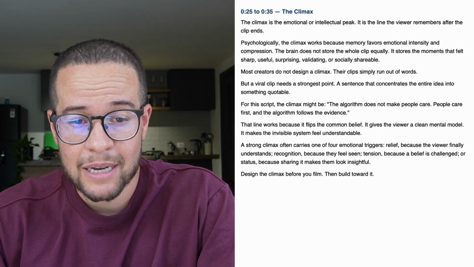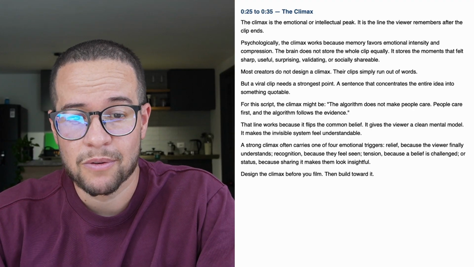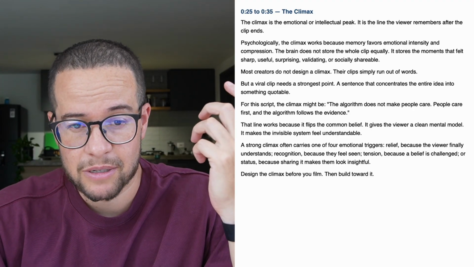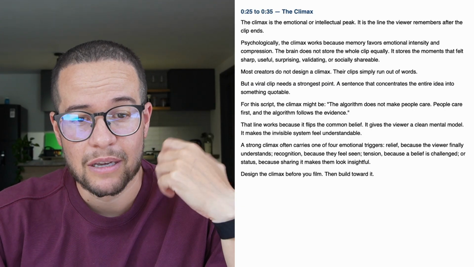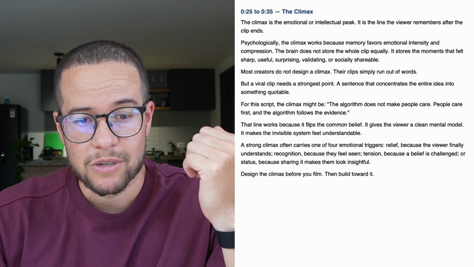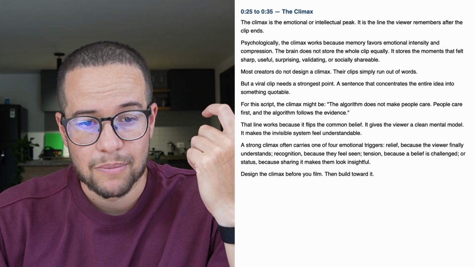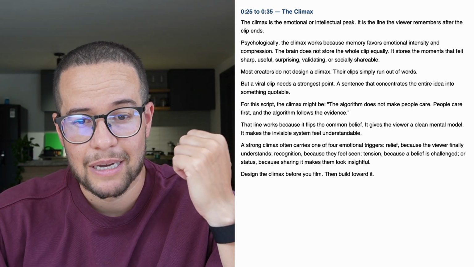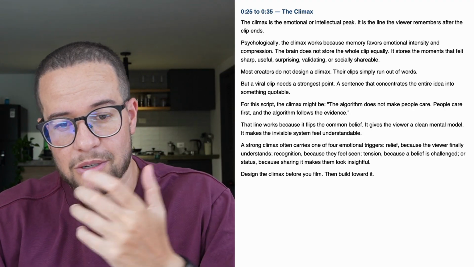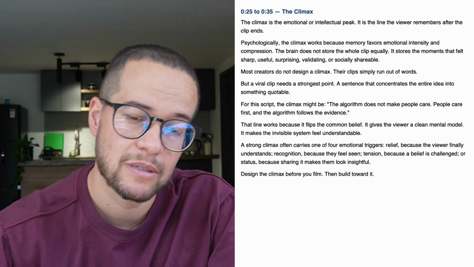A strong climax often carries one of four emotional triggers: relief, because the viewer finally understands; recognition, because they feel seen; tension, because a belief is challenged; or status, because sharing it makes them look insightful. Design the climax before you actually film, then build towards it.